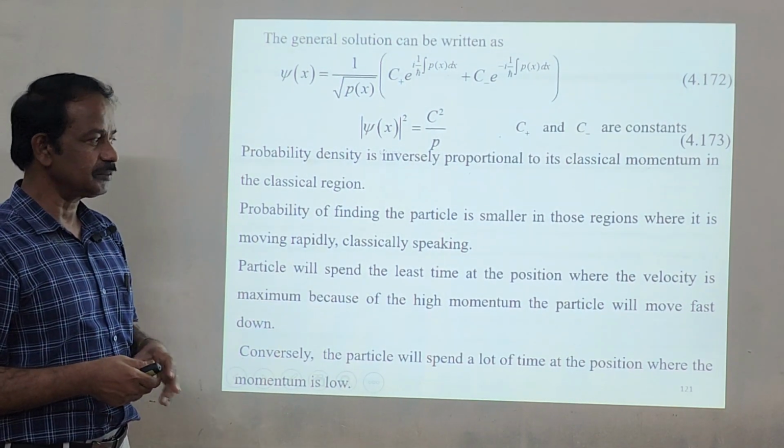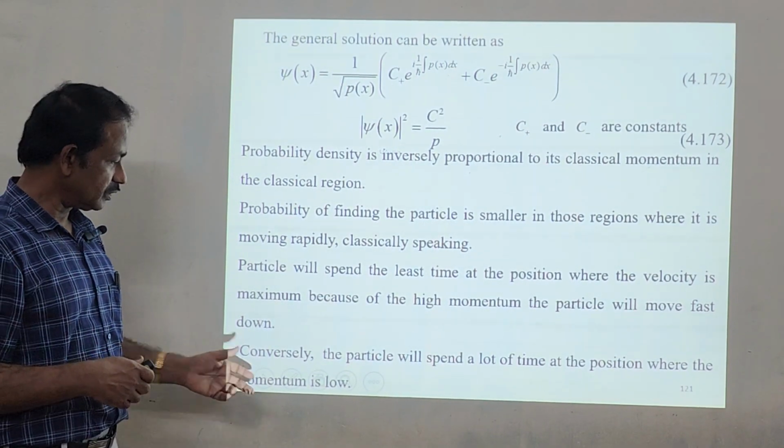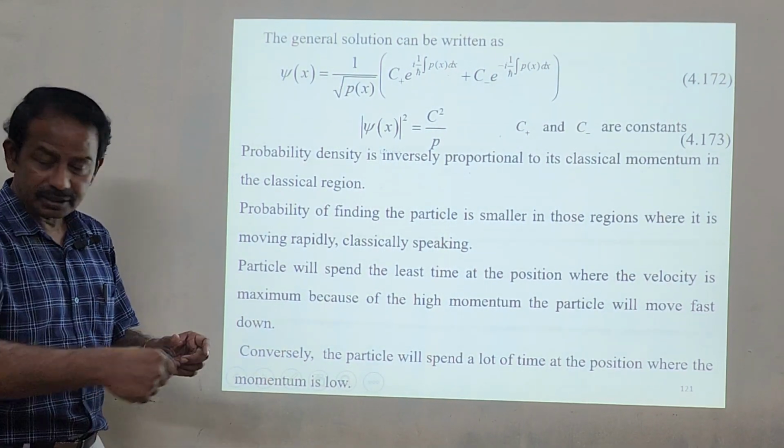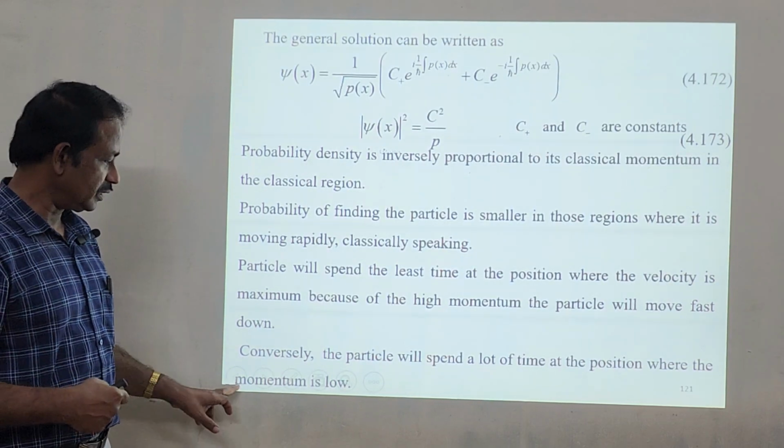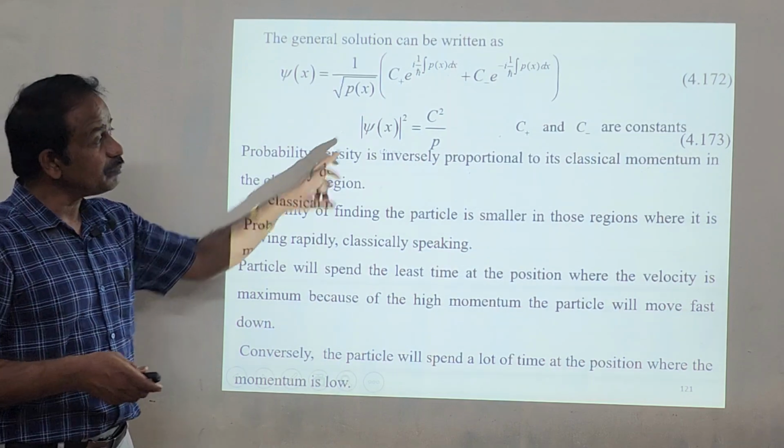Because of high momentum, the particle will move fast down; it has to come down. Conversely, the particle will spend a lot of time at the position where the momentum is low. So this is the idea about the WKB method. This is the main result.